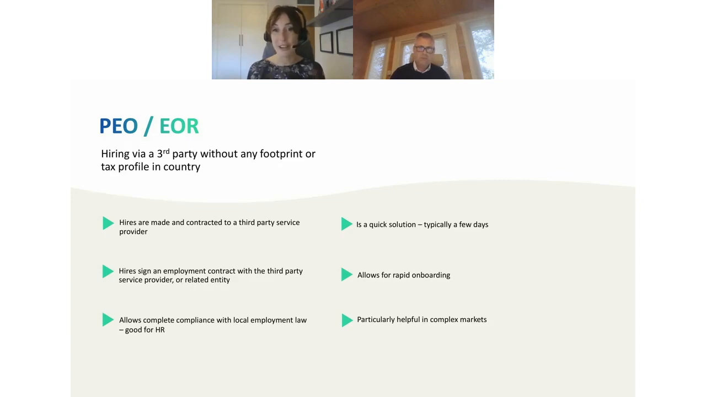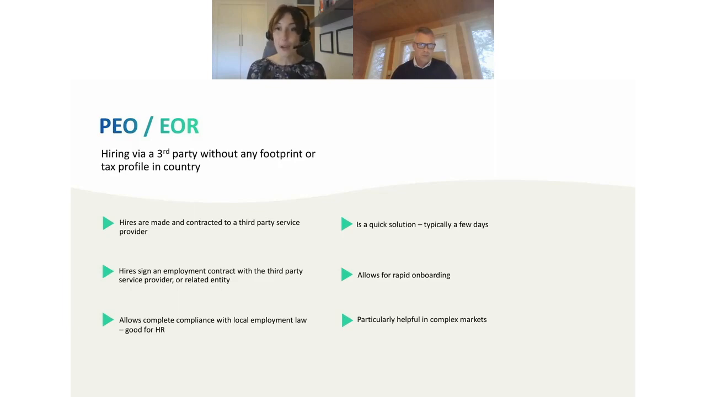It can also be very helpful where you've got a complex market where it's either quite time consuming or very difficult to establish a registration or entity in that country. A PEO will additionally allow for complete compliance with employment laws, so they'll have locally compliant employment contracts, so you can ensure that you're bringing on people quickly with a contract that will align with the relevant legislation.